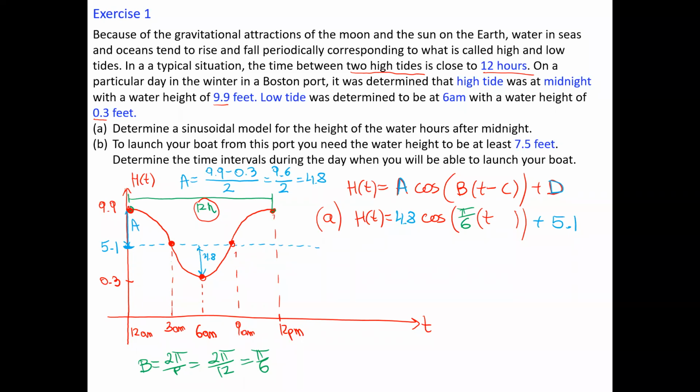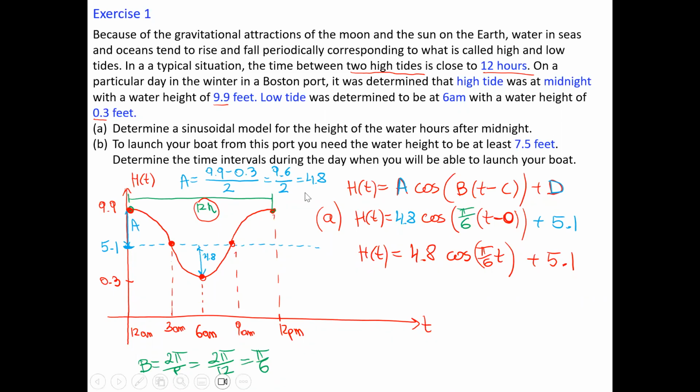But as I said, at midnight is exactly the maximum, so we do not shift to the right or left. Then the coefficient C is basically 0, and I can remove it completely. Or I can say the height is represented by the cosine function 4.8 cosine of pi over 6t plus the vertical shift 5.1, the midline. Okay, we do have a model.